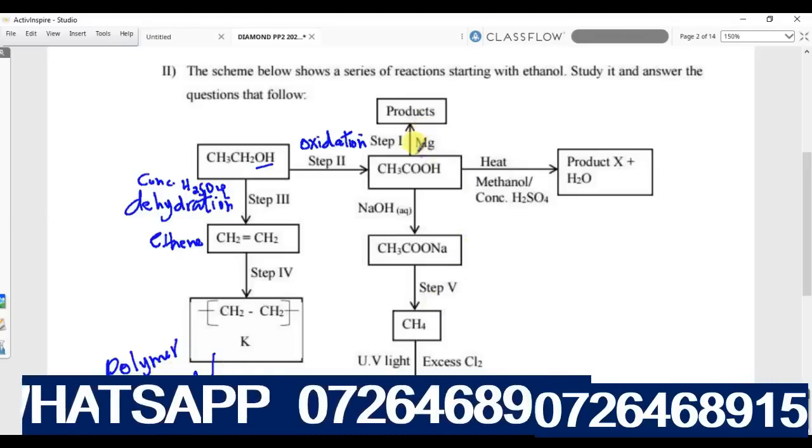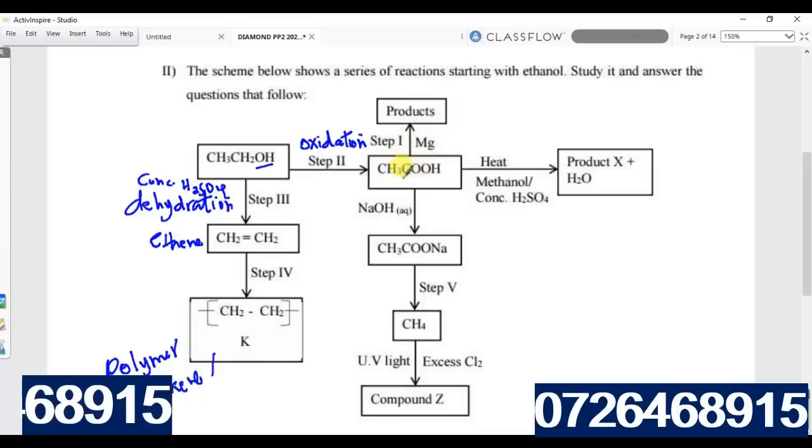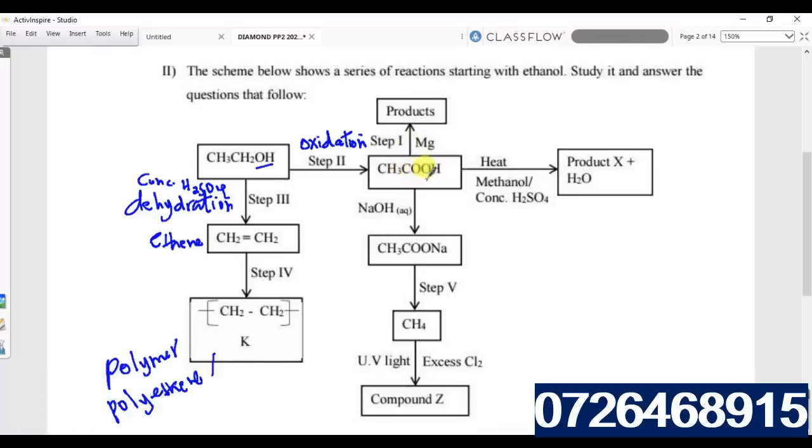Now let's go to step 1. This is ethanoic acid, which is reacting with magnesium to form products. This is an acid, remember? An acid plus a metal is going to form a salt plus hydrogen gas. So the product here is going to be magnesium ethanoate plus hydrogen gas. Those are the products.